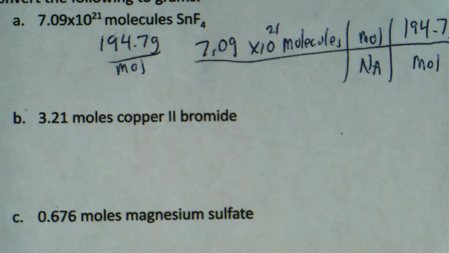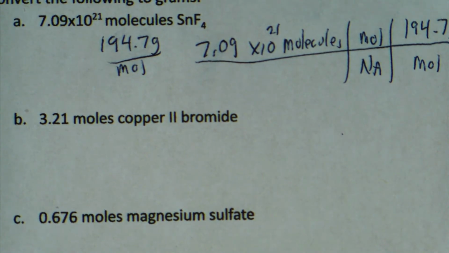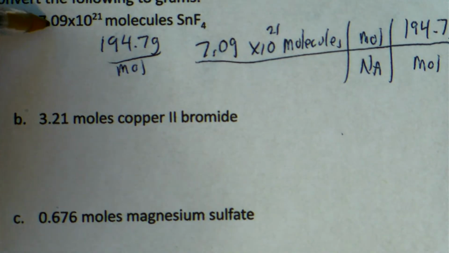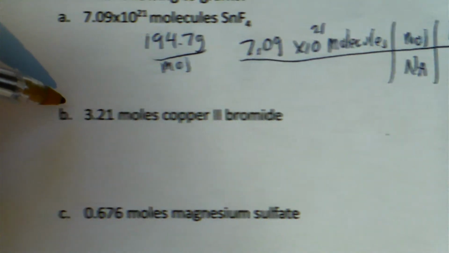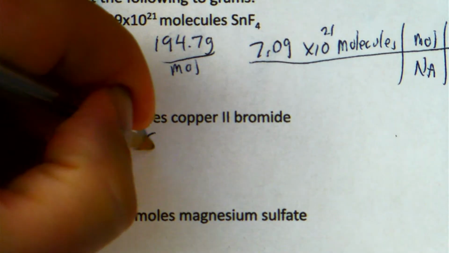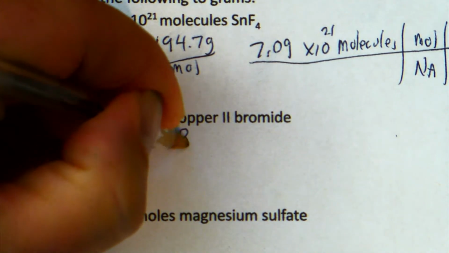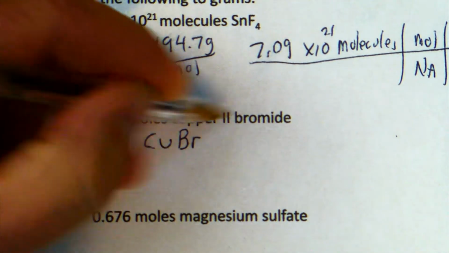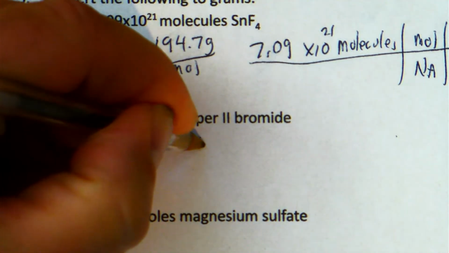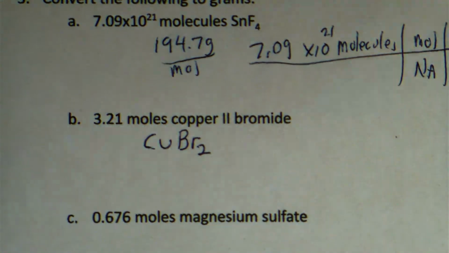Part B. I have 3.21 moles of copper 2 bromide, and they want to know how many grams, so I need to know the gram formula mass. For copper 2 bromide, bromine is always 1 minus, copper 2 means it's 2 plus, so I'm going to need 2 bromines for every copper.